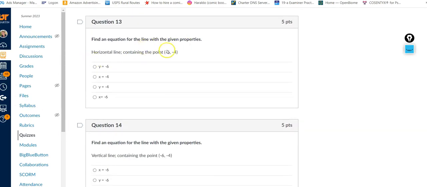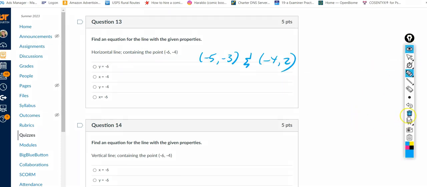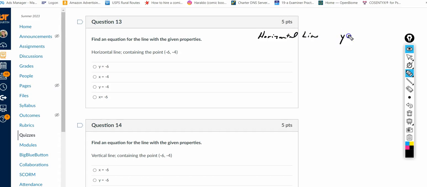All right, find an equation of a line with the given properties. A horizontal line containing the point. Okay, so for this course, you absolutely must know the difference between a horizontal line and a vertical line. So question 13 and 14 deal with that. A horizontal line, you must know, has equation y equals a number. A vertical line has as its equation x equals a number. And you cannot get those two things confused. If you get them confused with each other, you're going to lose all your points.